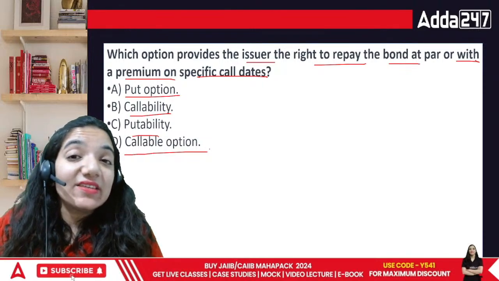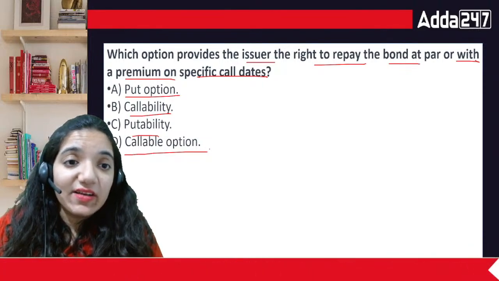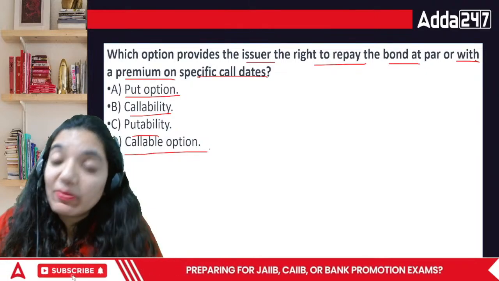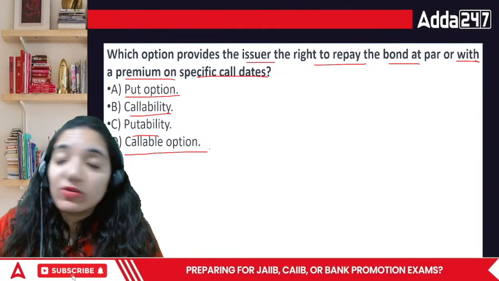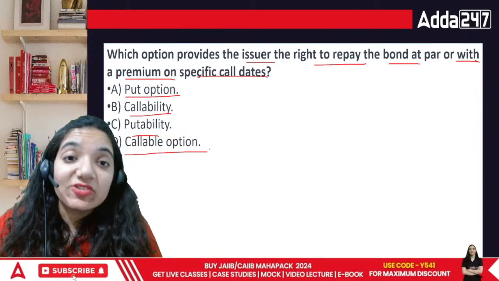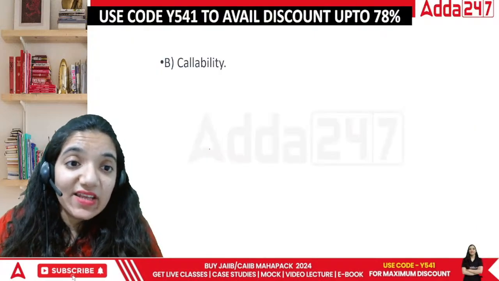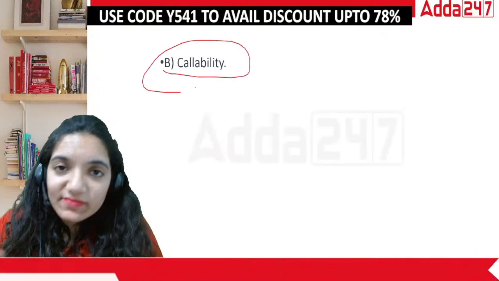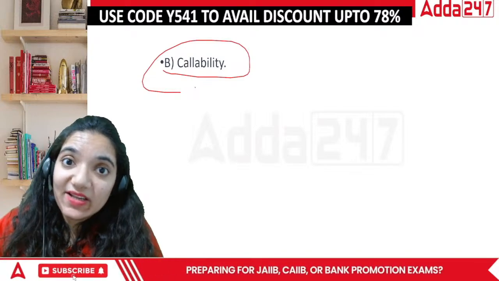Meaning the company has the right to call the person, that is, you come and we will pay you. We have got a good amount of money, we'll pay you in advance. So what will you do? In this case, the answer is callability. Bonds are callable as well as bonds are putable.